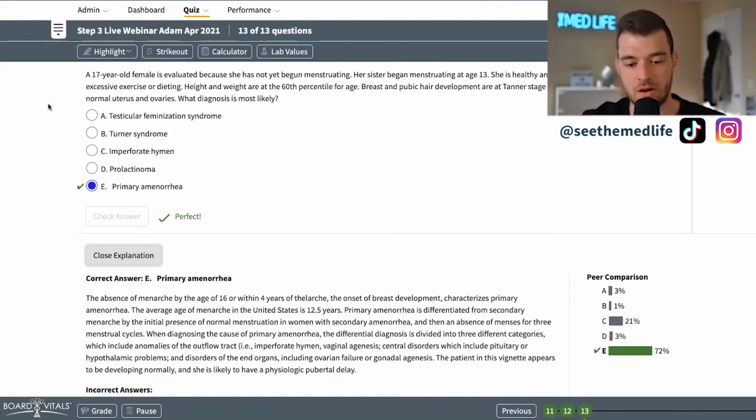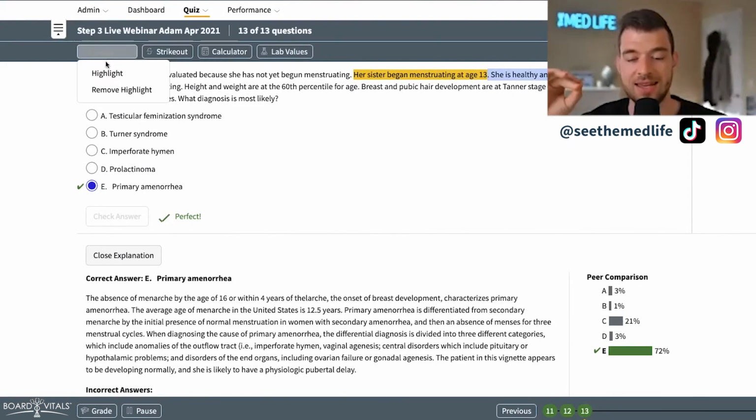She hasn't begun menstruating. Sure, we already know. Her sister began menstruating at age 13. So they're telling you something's off, right? There's going to be some kind of a diagnosis here because she does have someone in the family who had normal menstruation at a normal age. She's healthy. She's not taking any medications that would affect her HPA axis. That's why we've got the medication part in there. She's denying any excessive exercise or dieting.